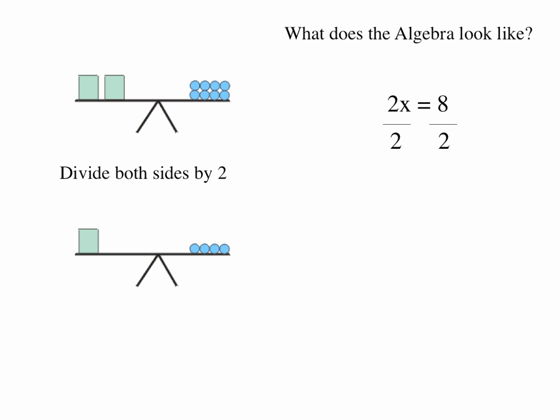After we take half of the stuff off the left side of our balance scale and half off the right side, we end up with a balance scale that looks like this. It has a single x on the left and 4 marbles on the right. This is the equation x equals 4. So when we divide both sides of the equation by the same number, our equation stays balanced.